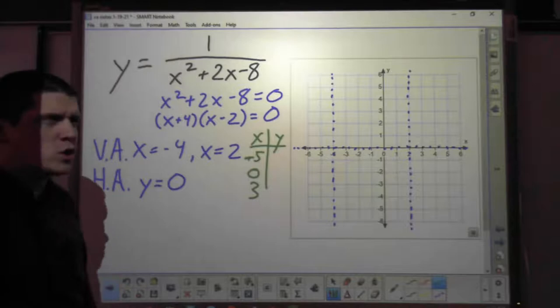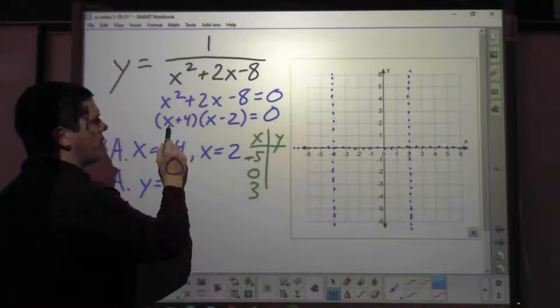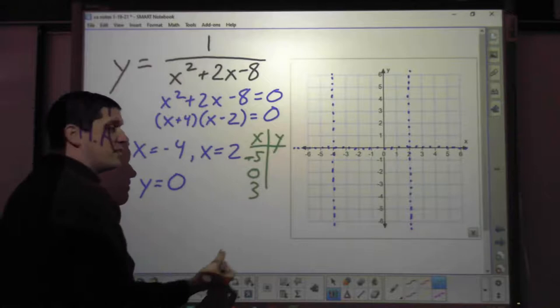Like I said, if I do negative 5 here in the original, I got to do negative 5 squared and then negative 5 times 2. Maybe you're like, oh, that's a lot, Mr. Keith. Well, if I plug it in here, negative 5 plus 4, that's negative 1 times negative 7, that's 7. Remember, it's still a fraction, though. So that's 1/7.